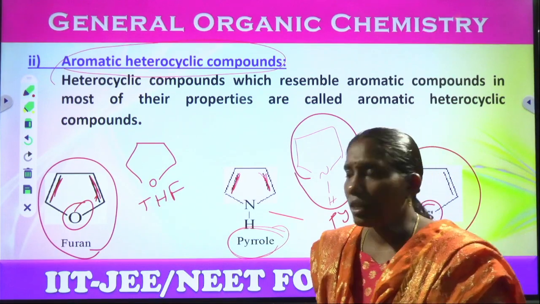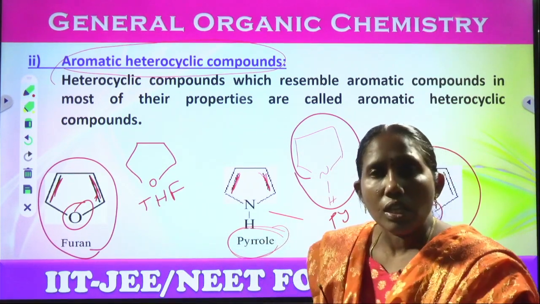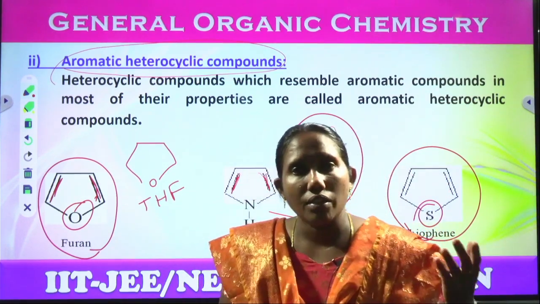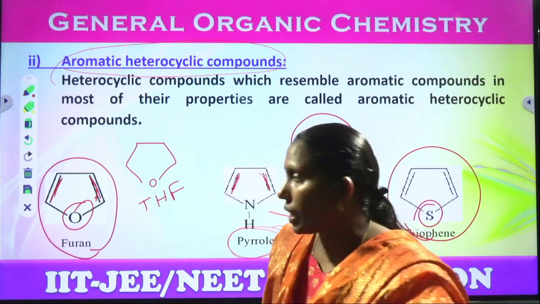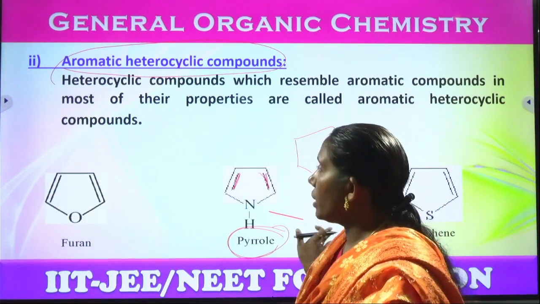So these are the first in the flowchart that we have studied. We have completed all those classifications. Now you have an idea what is aromatic, what is aliphatic, homocyclic, heterocyclic, right? So this is about the aromatic heterocyclic compounds.